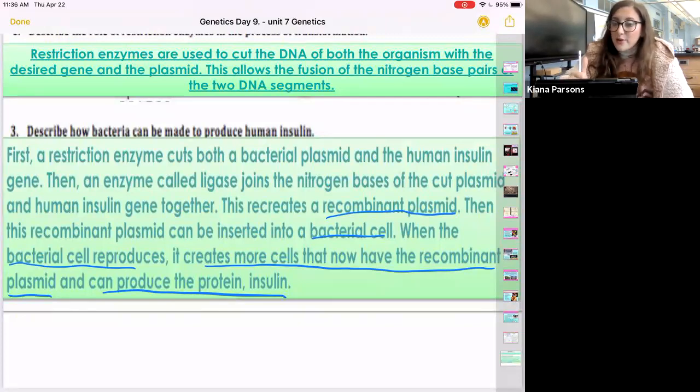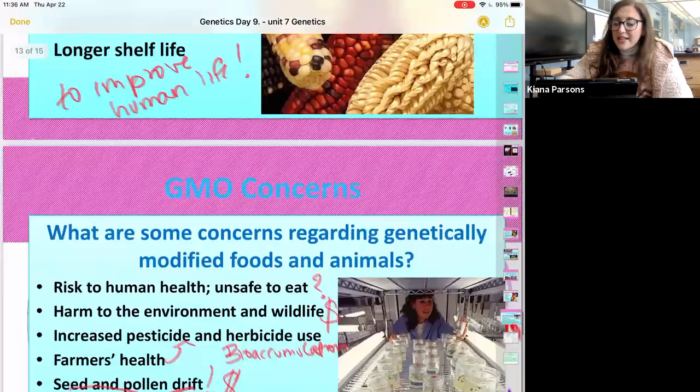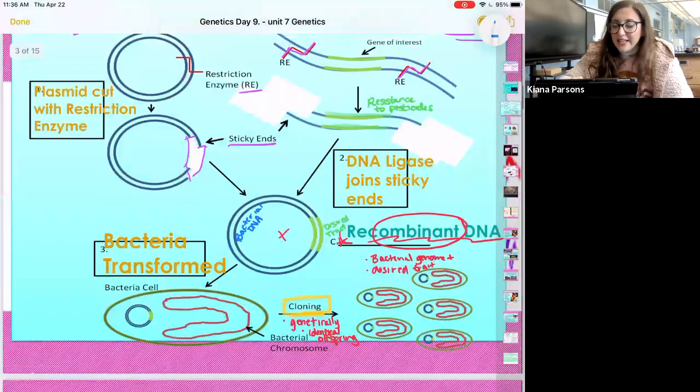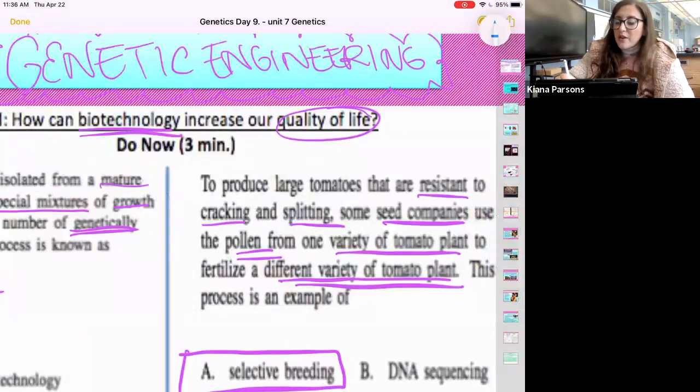Thanks, biotechnology. So this was the last day of genetics, where we talked all about genetic engineering. And our aim was, how can biotechnology increase our quality of life? And we learned about insulin, which is a good thing, but we also learned about GMOs, which are an unsure thing, but are something that are present all over our lives, whether we knew about them or not.